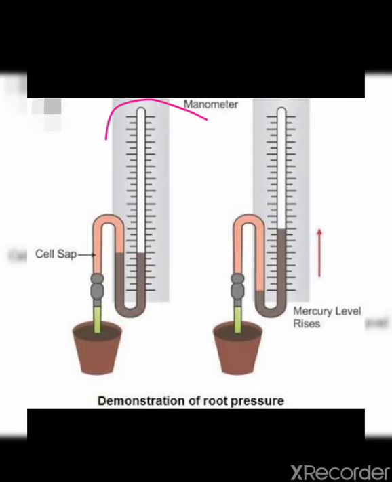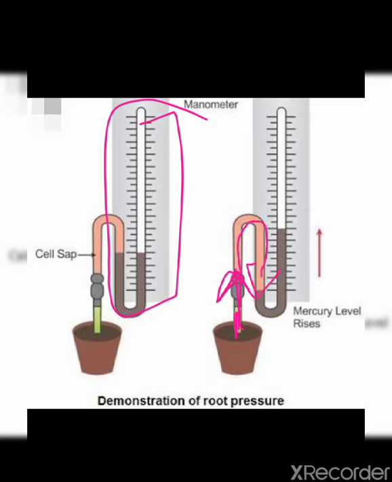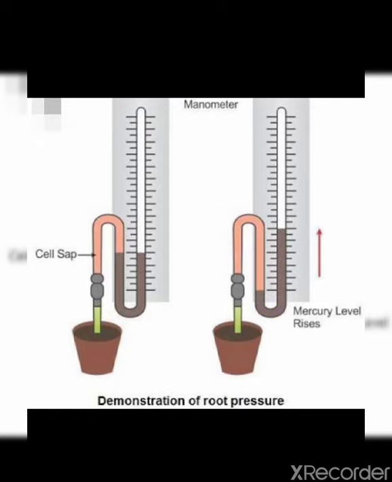Okay, this is a manometer. When water comes out from this stem, you know that the roots will absorb water from the soil. So water will come out from this stem, and it will exert pressure on this mercury. Clear? So the mercury which is filled in this tube will rise. Clear? This upward flow of water is due to a heavy pressure from the roots, which is called root pressure.